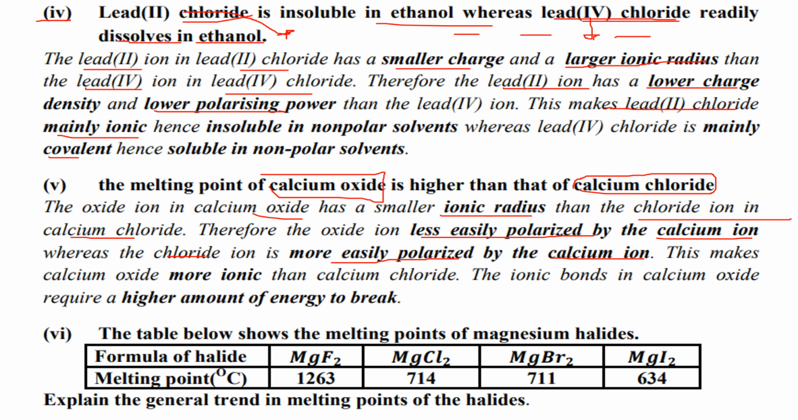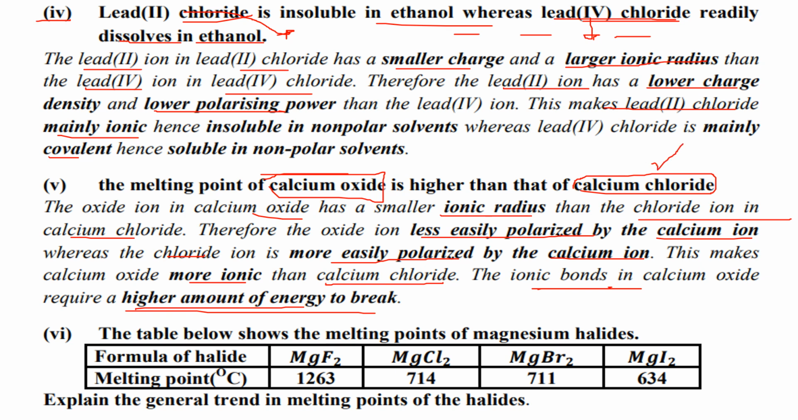So we're going to say that this makes calcium oxide, as a compound, more ionic than calcium chloride for the reasons explained above. And the ionic bonds in calcium oxide, remember that ionic bonds are stronger than covalent bonds. So ionic bonds in calcium oxide are going to require a higher amount of energy for them to be broken, so as to melt calcium oxide, as compared to the mainly covalent bonds that are present within calcium chloride.